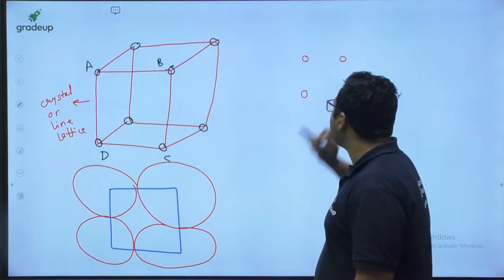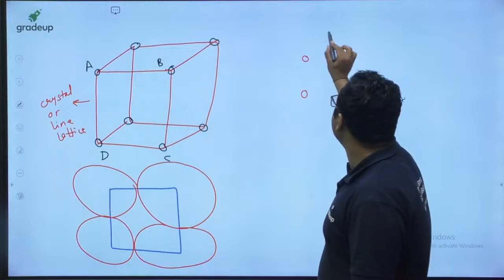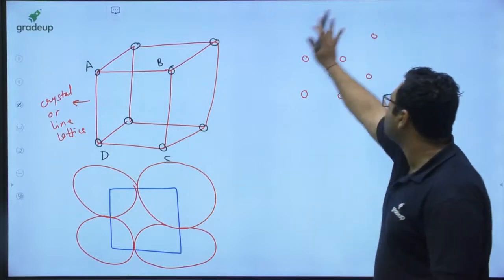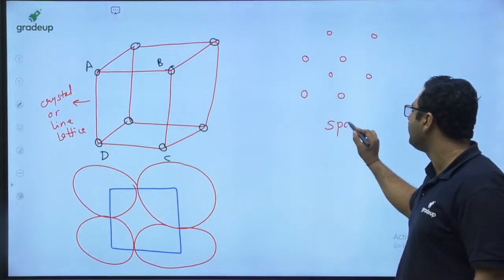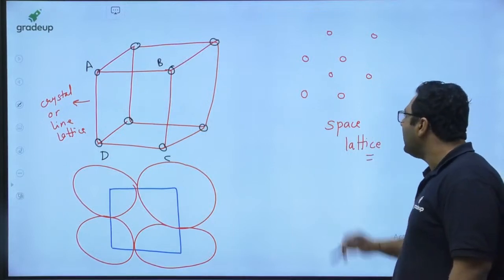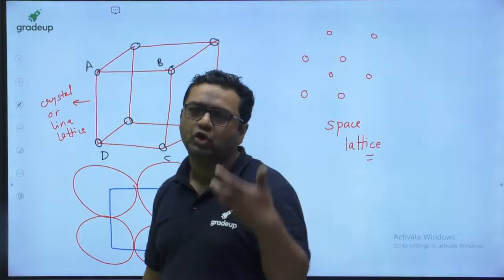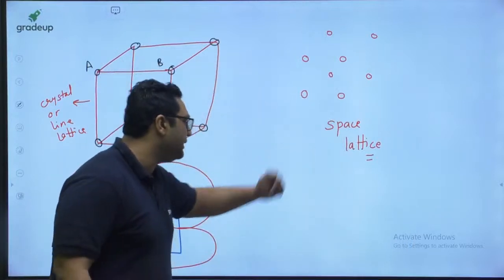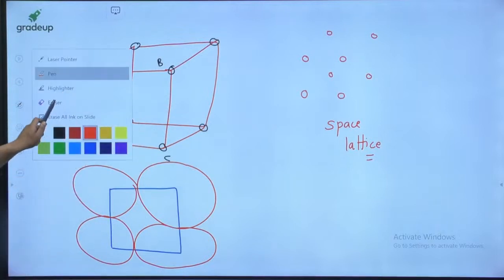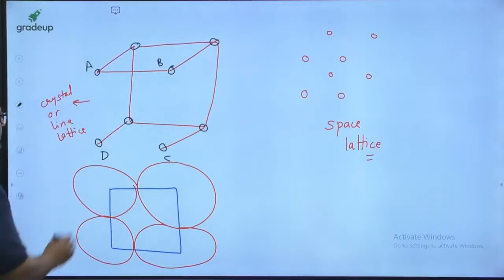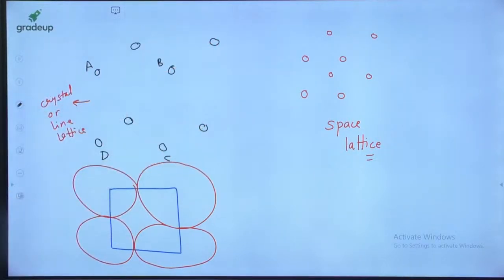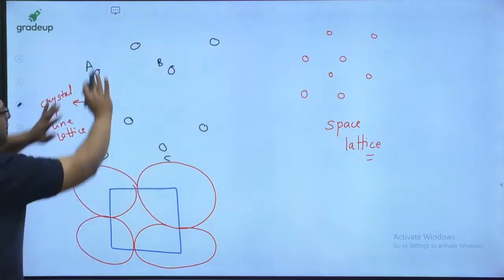If I am just removing the lines, just imagine, if I am removing the lines, I will be left with these 8 corner atoms like this. And this kind of view is said to be the space lattice. So if we are showing the atoms by dots and we are not showing any lines, it is said to be space lattice. In other words, for a crystal or line lattice, if I just remove the lines, it becomes space lattice.